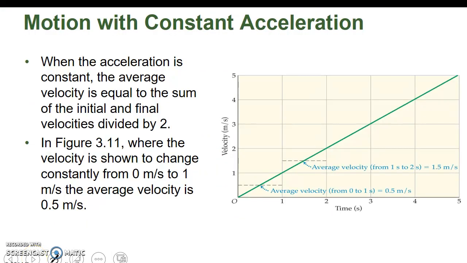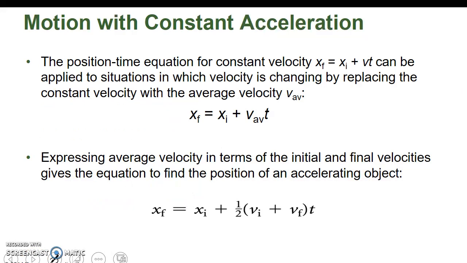Motion with constant acceleration. When acceleration is constant, the average velocity is equal to the sum of the initial and final velocities divided by 2. So if we know initial and final velocity, and we know our acceleration is constant, we can find the average velocity, which is useful from time to time. Here's an equation we could use with position and average velocity. So final position is equal to initial position plus average velocity multiplied by time. We graphed it just like we do on the graph right there in slope-intercept form.